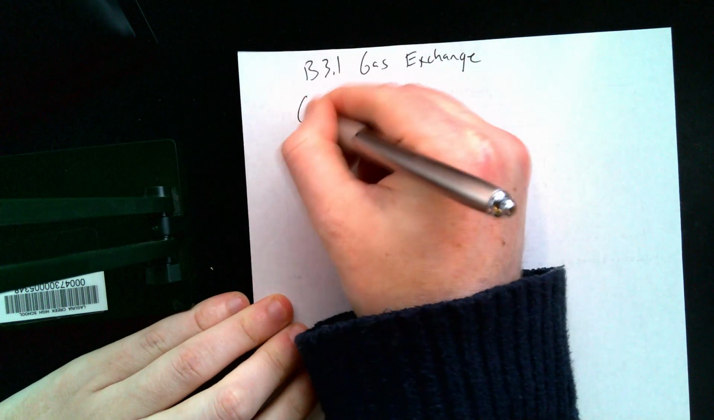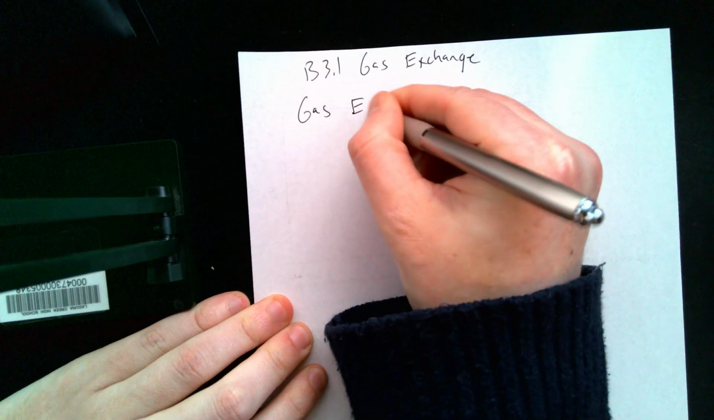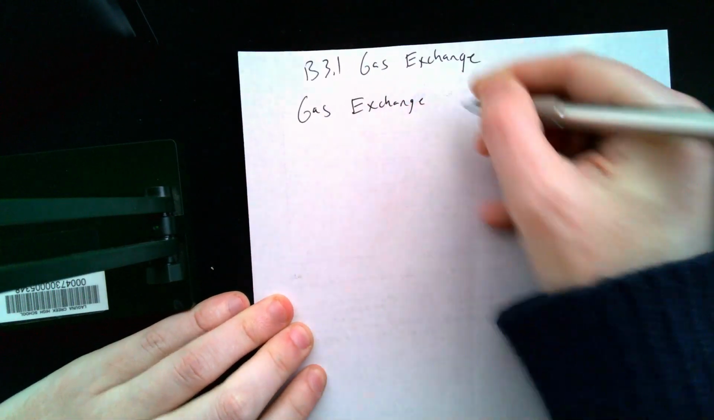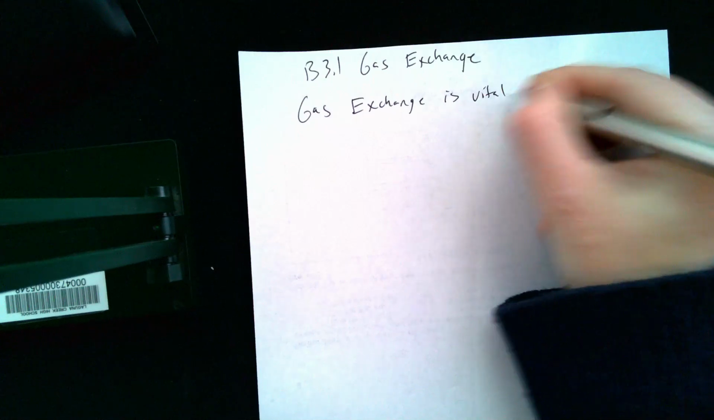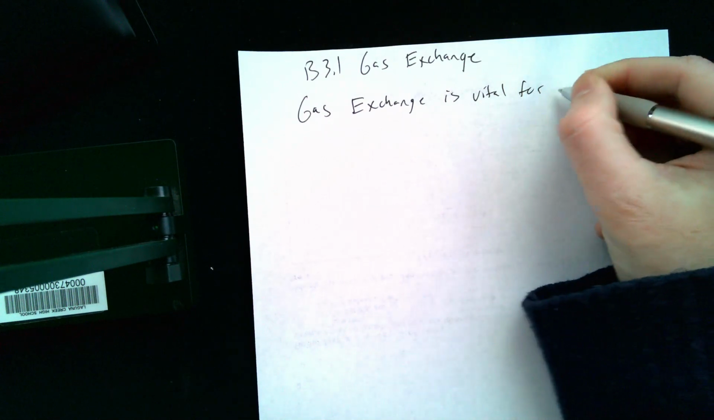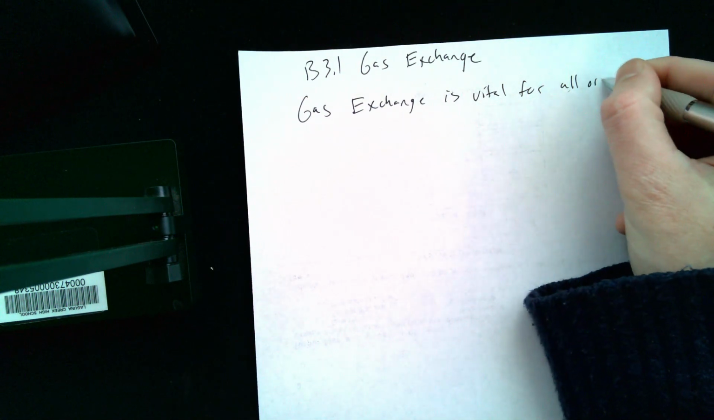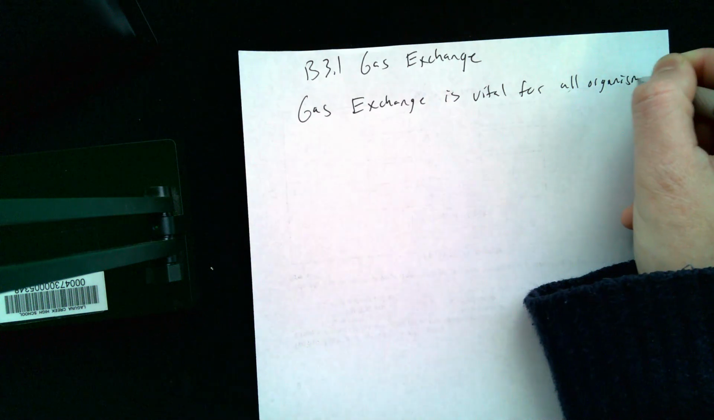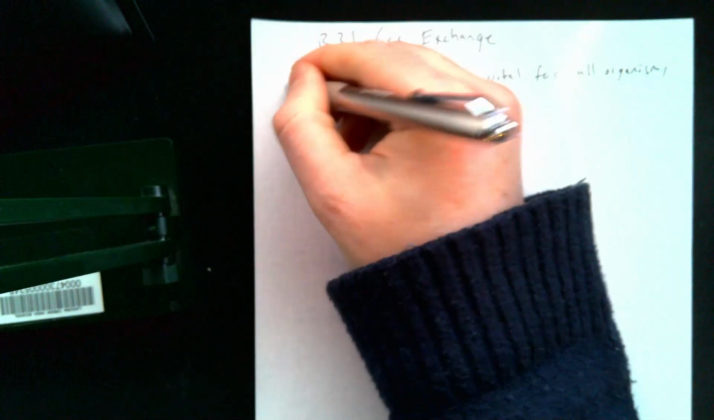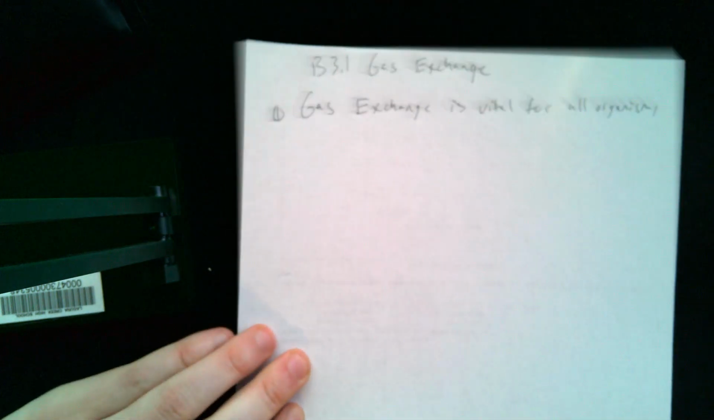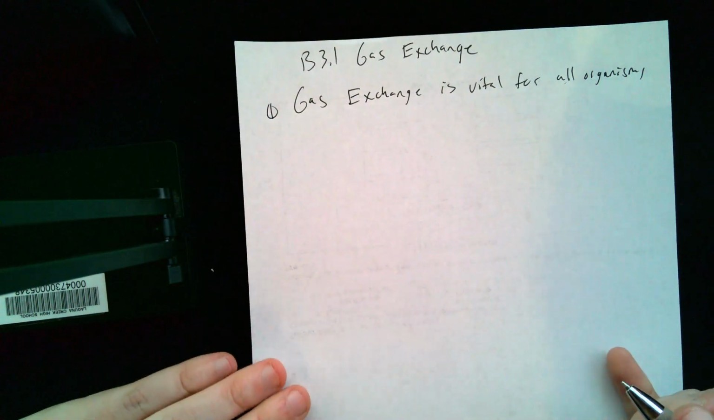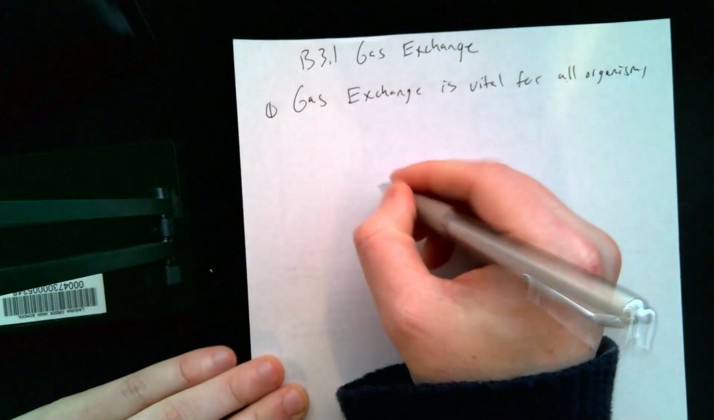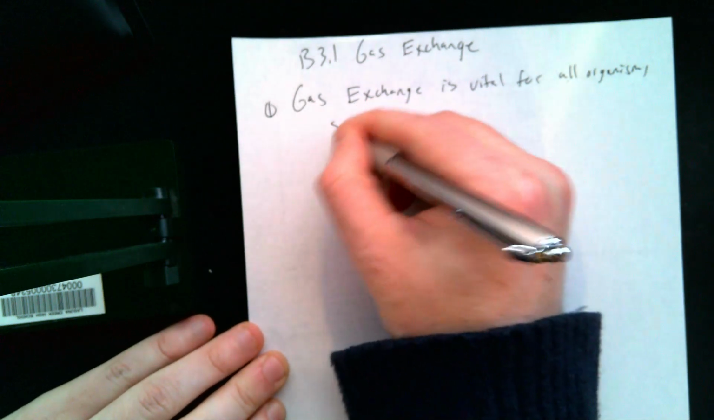So gas exchange is vital for all organisms, including bacteria. But it's a lot easier for single-celled organisms, right? They can just exchange gas through their surface. Multicellular organisms are also affected by surface area to volume ratio.